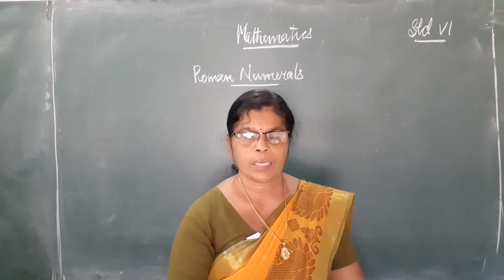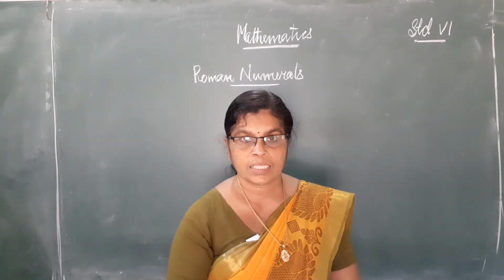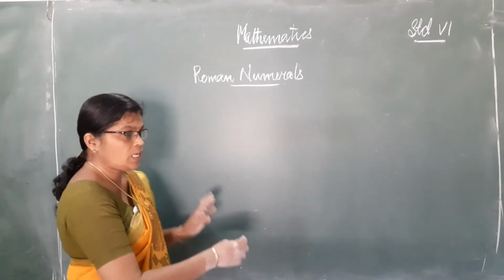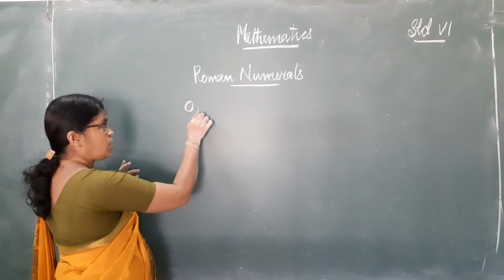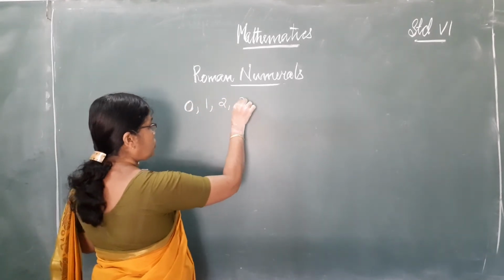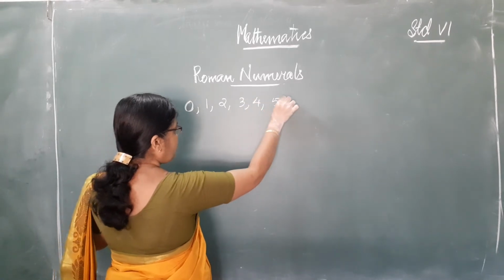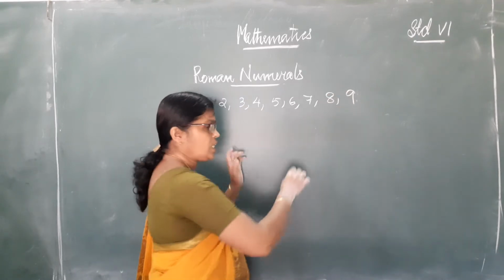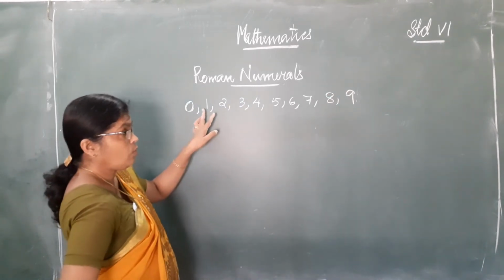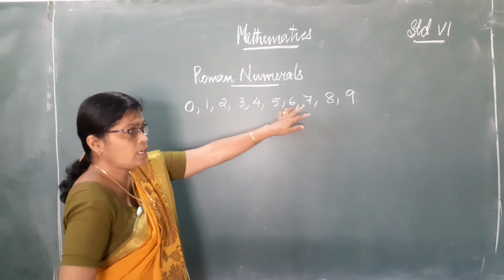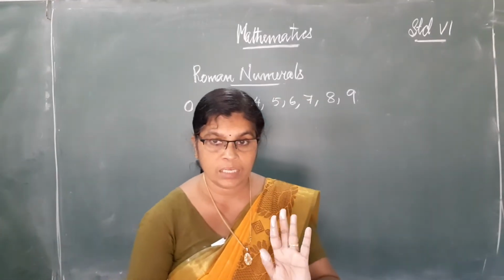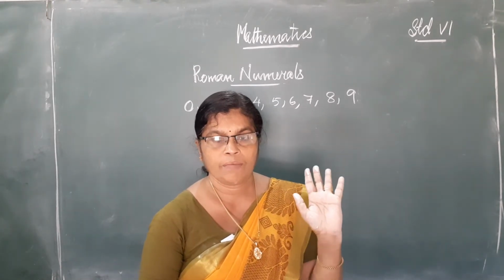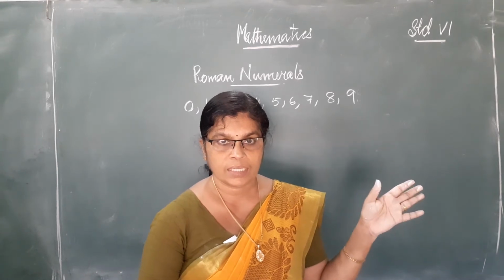In our Indian numeration system, when we write numbers, we use digits. Which digits do we use? We use the digits 0, 1, 2, 3, 4, 5, 6, 7, 8 and 9. These are 10 digits. Using these 10 digits, we can form any number, any big number, isn't it?